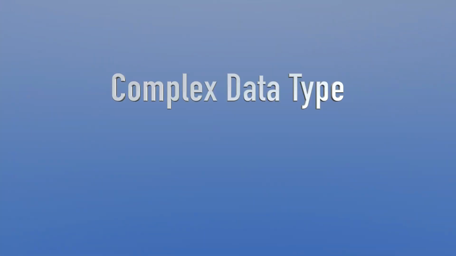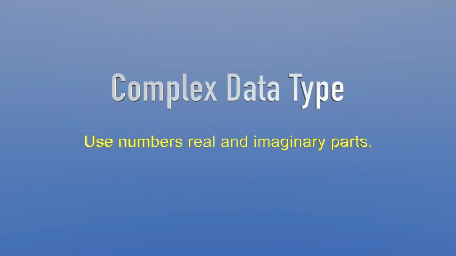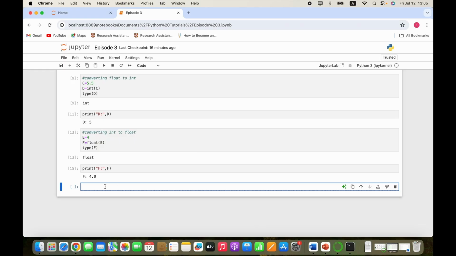The last one is complex data type. The complex data type generally uses complex numbers, which include real and imaginary parts, and we see how they can be used in advanced mathematical computations. So now let's see some examples for complex data type.